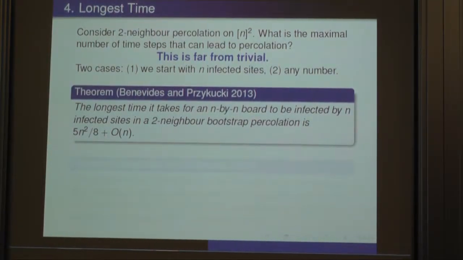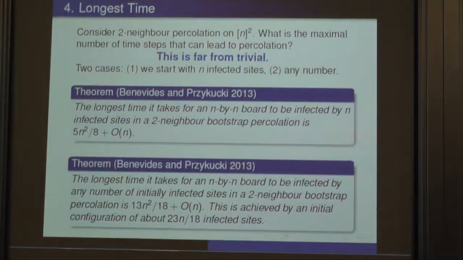It would be very natural to assume that to make sure that it takes a long time to percolate, we start with as few sites as possible. And that's not the case. If you are allowed to take any number of sites, then it may take even longer. And the number of, I think I did it.